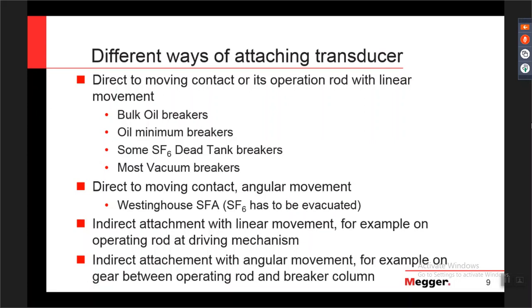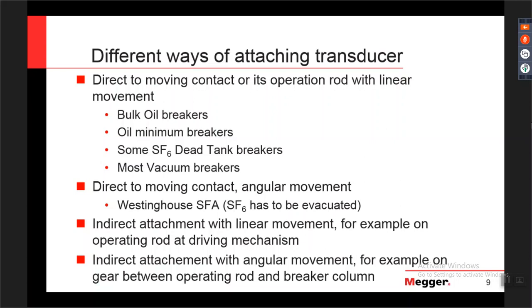One is direct to the moving contact, or its operating rod with linear movement. And this can be done on certain breaker types, not all. For instance, bulk oil breakers, oil minimum breakers, some SF6 dead tank breakers, most vacuum breakers.